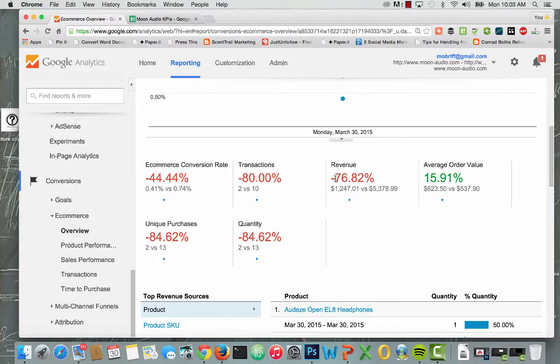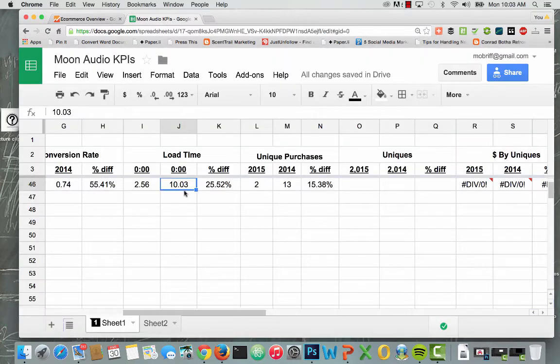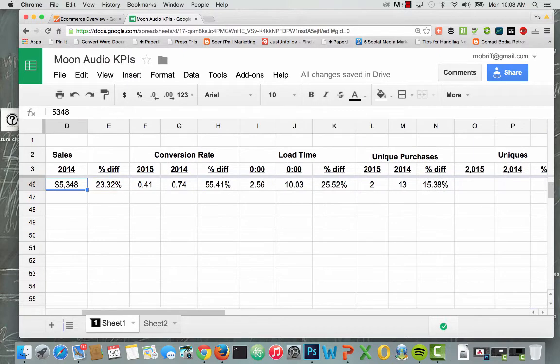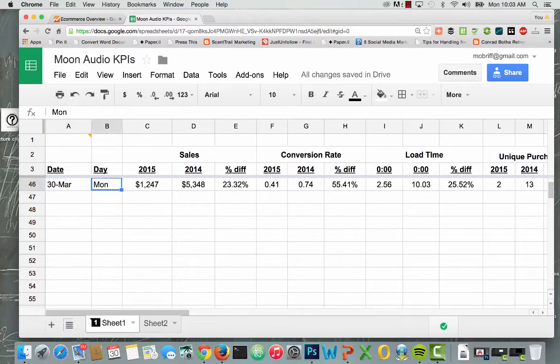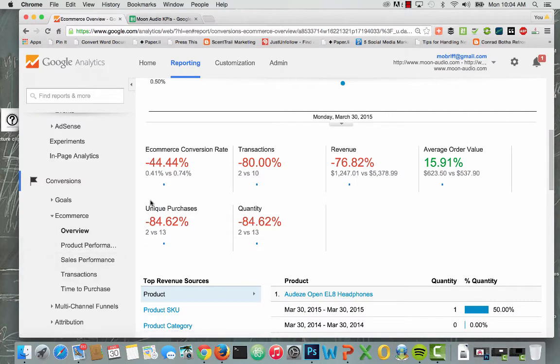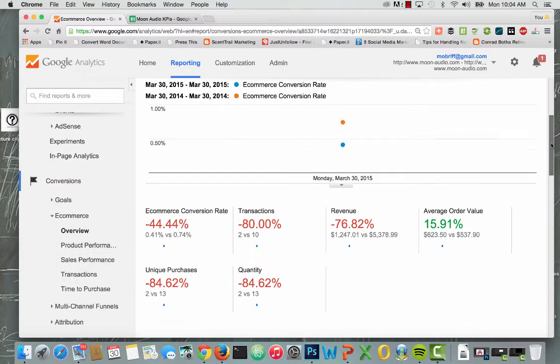Here's the number of transactions. Here's the revenue, the average order value or AOV. We tend to prefer unique purchases as the metric to use when we transpose information into our spreadsheet. This is basically a spreadsheet that we set up to transpose the data so we can look at it over time.